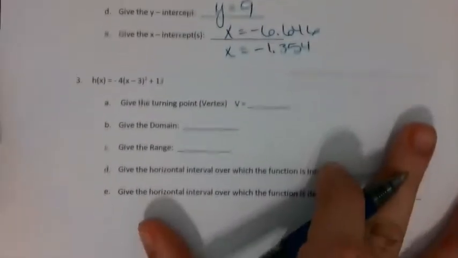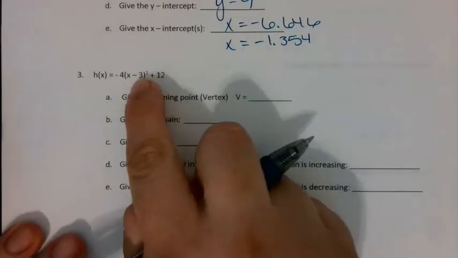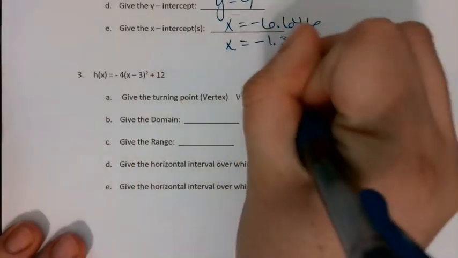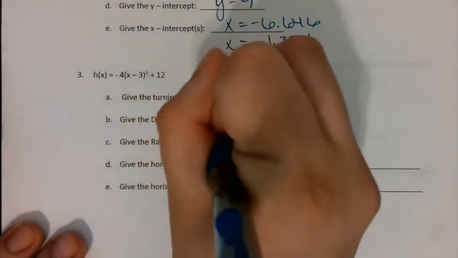Okay. Number 4 wants me to find the vertex. I can do this one without graphing. It's going to be opposite the sign of the number right there, so 3, and then the number at the end, 12. My domain for all quadratic functions is always all real numbers.